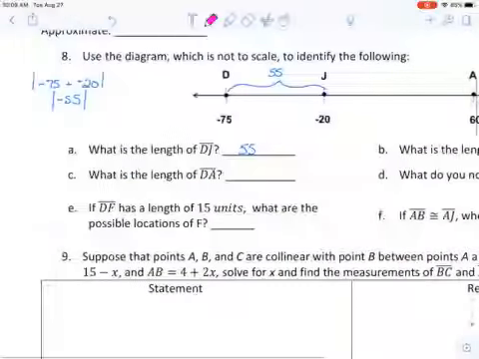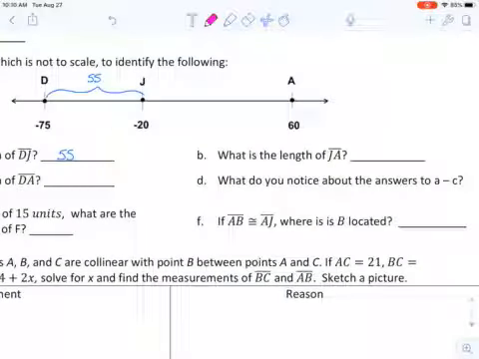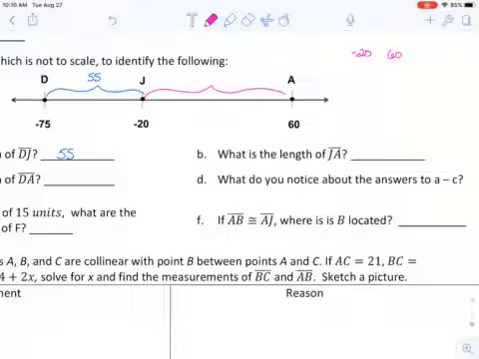I'm going to do it again, but this time for length JA over here, starting at J and ending at A. So one point is at negative 20. The other point is at 60. And like I said, when you find distance, always subtract. Even in your distance formula, you should have had a minus sign in there. That's going to give me negative 80 if you use your calculator properly, but I don't want a negative distance. So I'm just going to lop off that negative number. So I get a distance of positive 80 for JA.